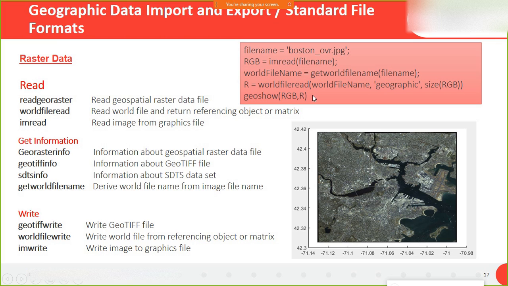Let me show you one example. Let's say I have one JPG image. This is a raster data actually. To read it as an image, we give the command imread here. Then we require the world file name. What is the world file name of it? There is a built-in function in MATLAB, getworldfilename. After getting the file name, we read that data with worldfileread.